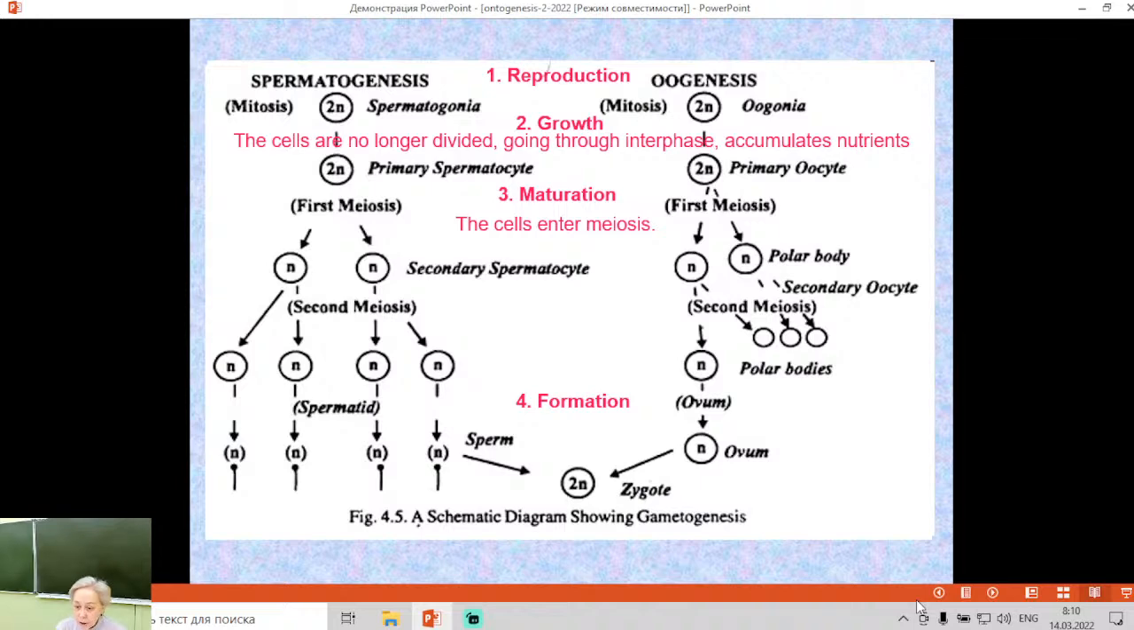Third stage, maturation. The main process during this stage is meiosis. You must remember that meiosis consists of 2 cell divisions, first meiosis and second meiosis, and during meiosis, 1 diploid mother cell gives 4 haploid daughter cells, genetic materials of which are different from genetic materials of the mother cell.